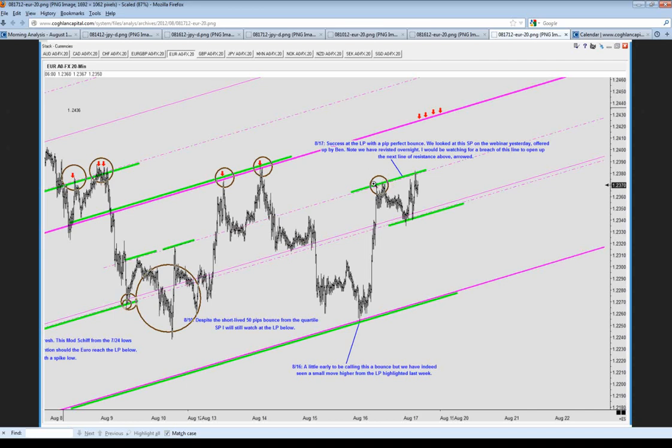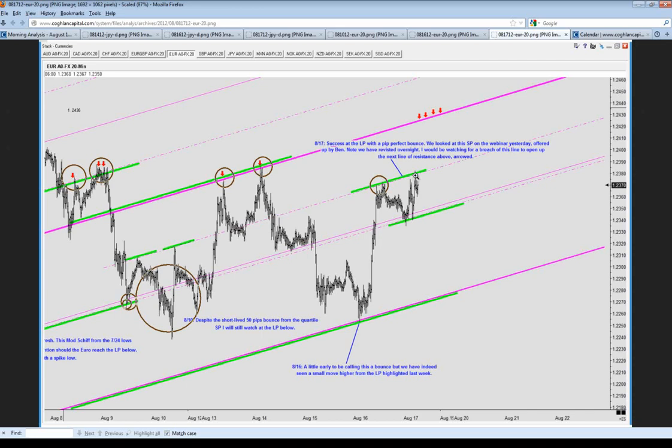In fact, on the webinar yesterday, we identified through one of our members, Ben, that this was potential resistance based upon a sliding parallel that had worked previously here and here. We fell back, saw quartile support, moved back up. So if you hadn't taken profit at the sliding parallel yesterday, you could have done so very early this morning back at the line.